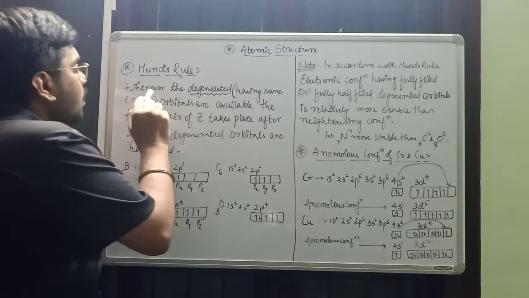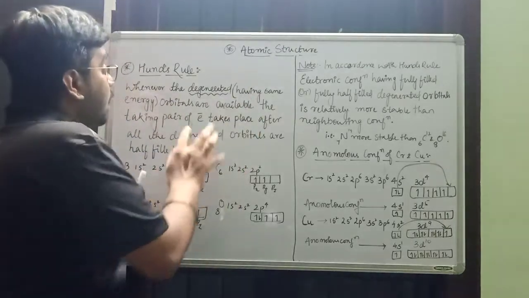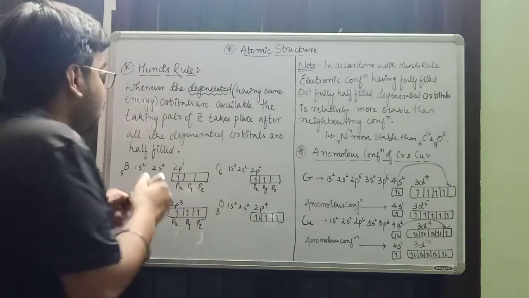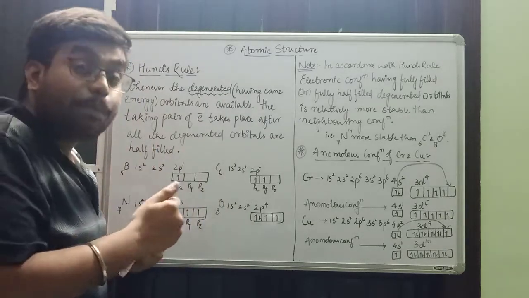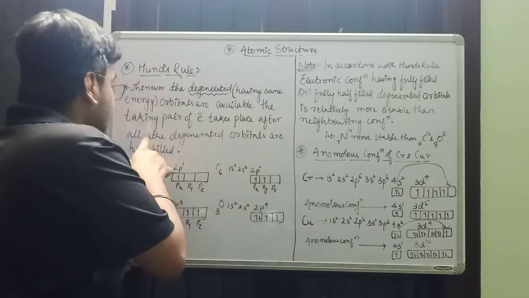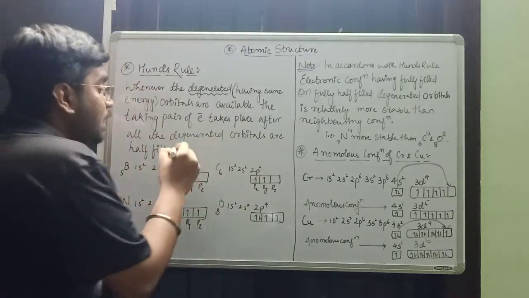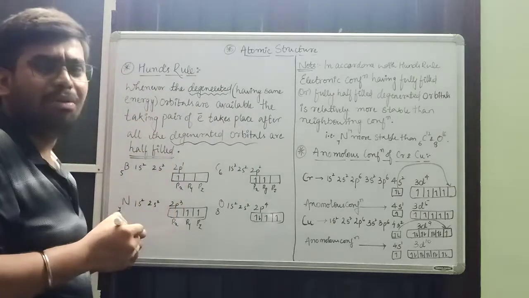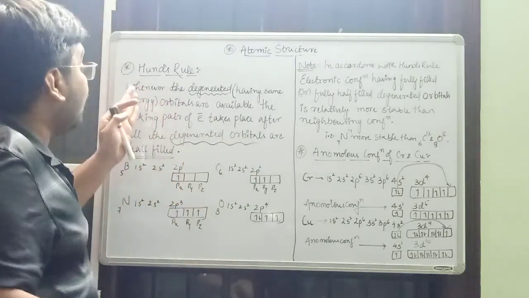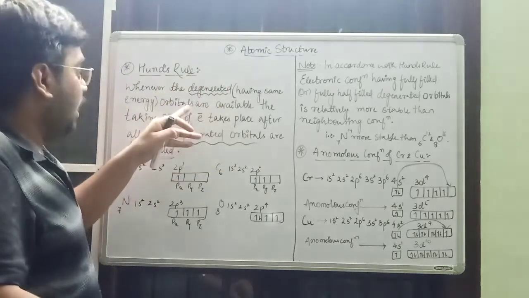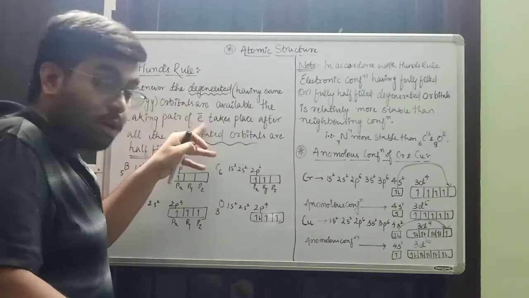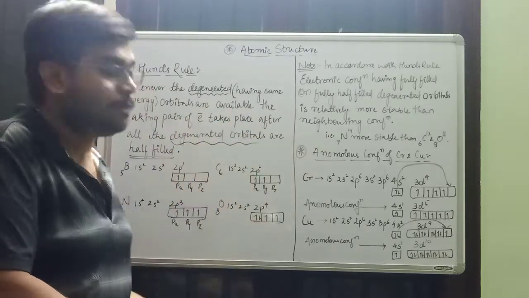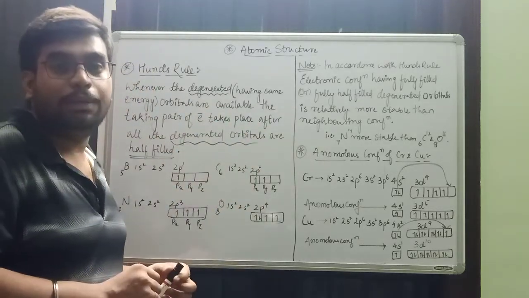Whenever the degenerate orbitals are available, the pairing up of electrons takes place only after all the degenerate orbitals are half filled. What do you mean by half filled?